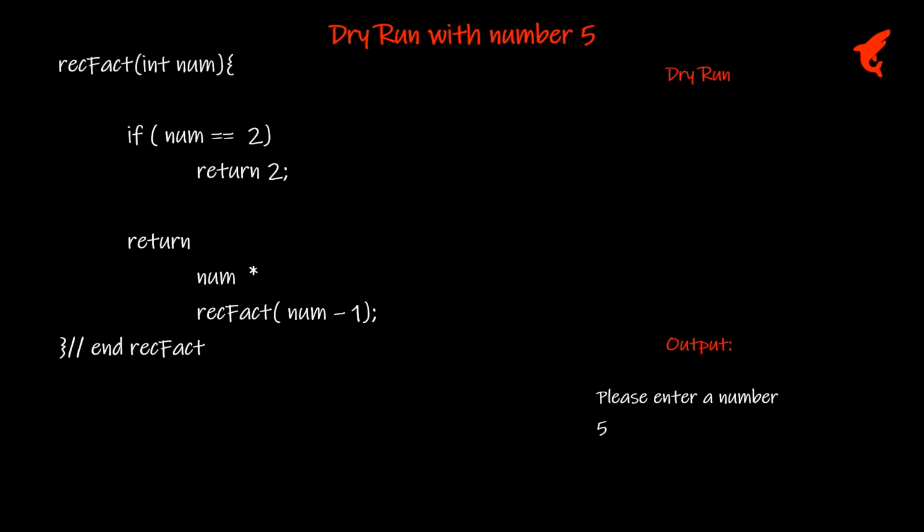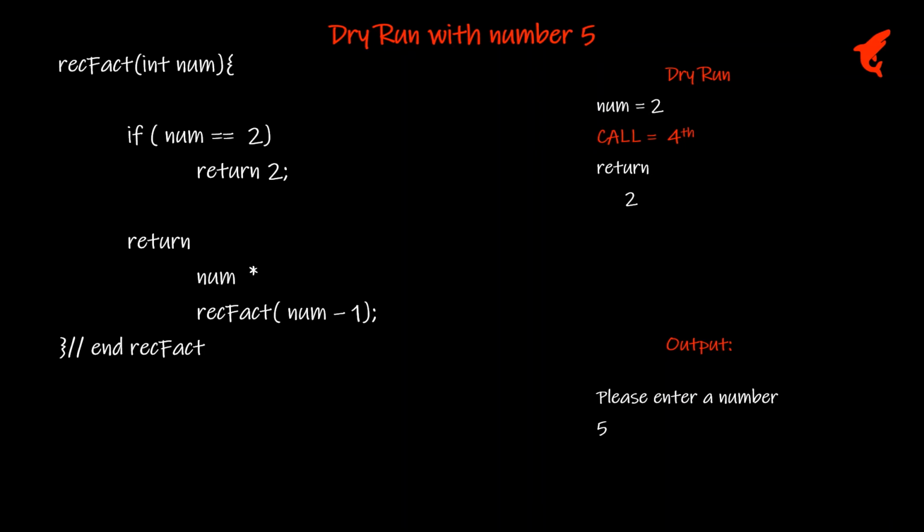Here again the num variable is created. The value it is going to have is 2. And the if condition is checked. The if condition is true this time because num value is 2, and therefore this time the return 2 statement will be executed and it is going to return value 2. This value will be returned to the previous function call. This is our fourth call to the rectfact function.